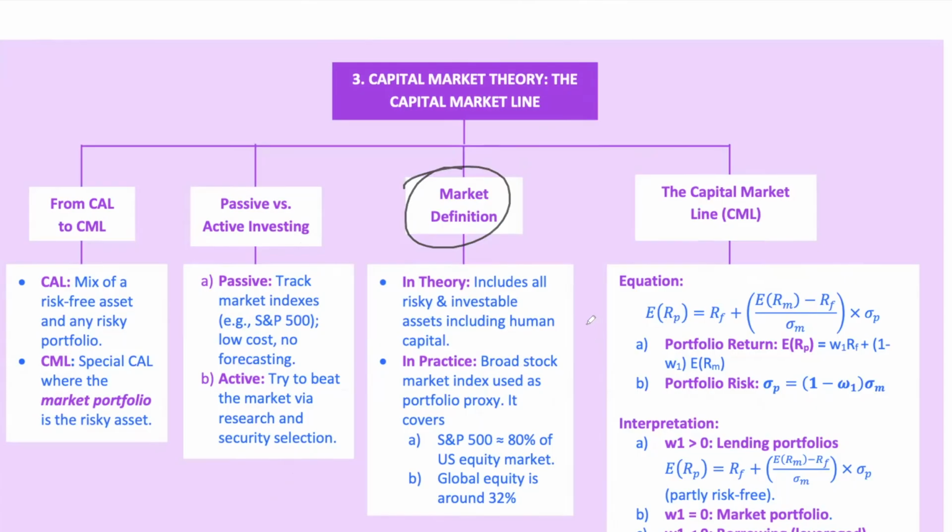So what exactly do we mean by the market here? In theory, it includes everything that has investable value: stocks, bonds, real estate, commodities, even human capital. But in practice, we use something like the S&P 500 as a proxy. It covers about 80% of the U.S. equity market. On a global scale, stocks make up roughly 1/3 of all investable wealth. So the market portfolio is really broad and diversified.